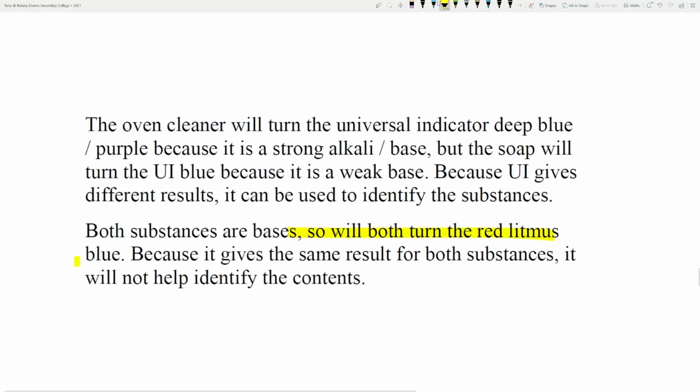They'll both turn it blue, so it doesn't tell you which one's which. But an oven cleaner will turn it deep blue or purple because it's a strong base, but the other one will turn into a different color because it's a weak base.